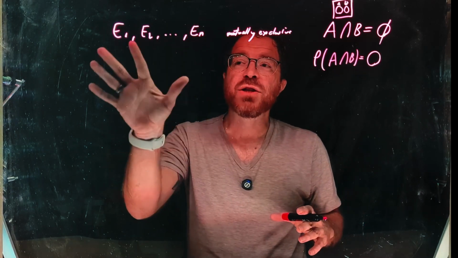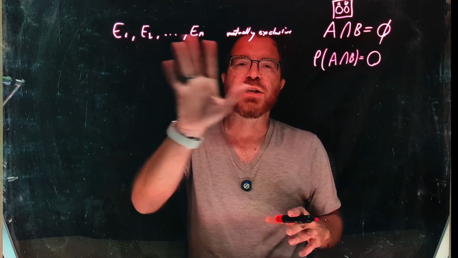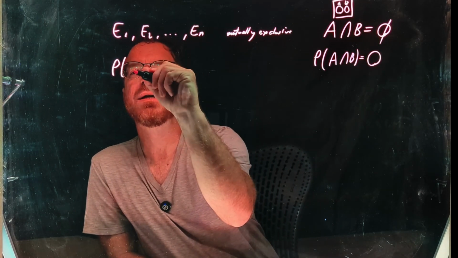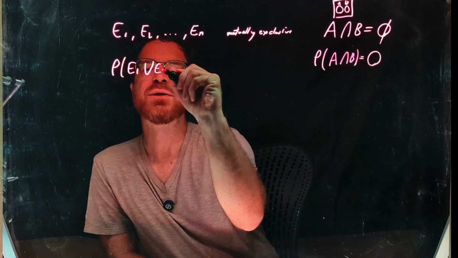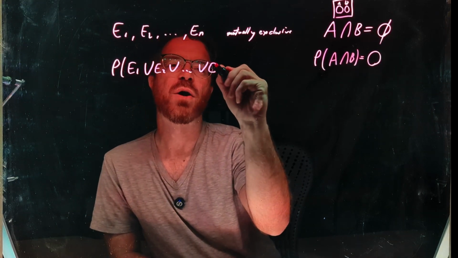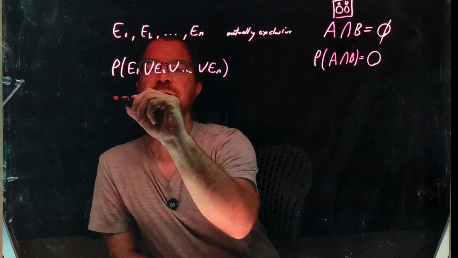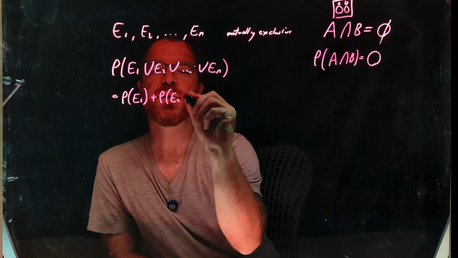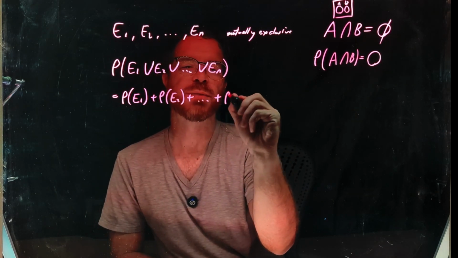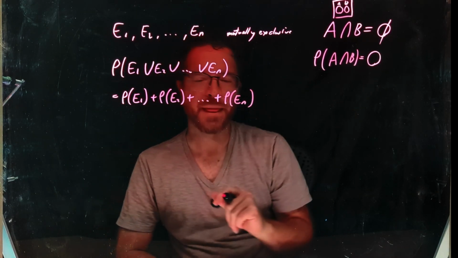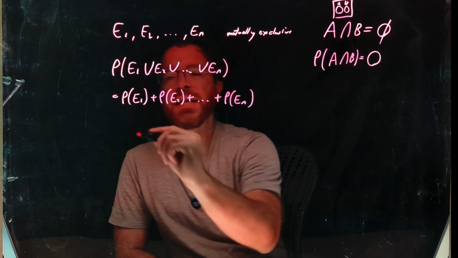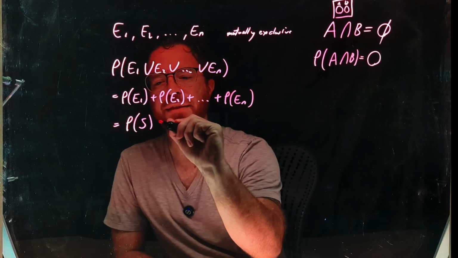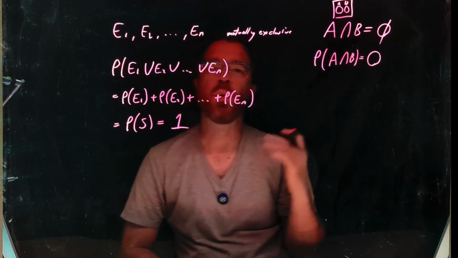Going back to our definition of E1, E2 through En, where they were mutually exclusive, this stated that if I take the probability of E1 union E2 and find the union of all of these, this is going to be equal to the probability of E1 plus the probability of E2 up to plus the probability of E sub n. And then all of these together make up the sample space. And we know from our first definition of probability that this is going to be equal to 1.